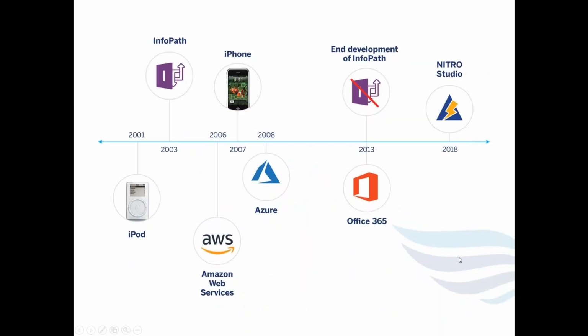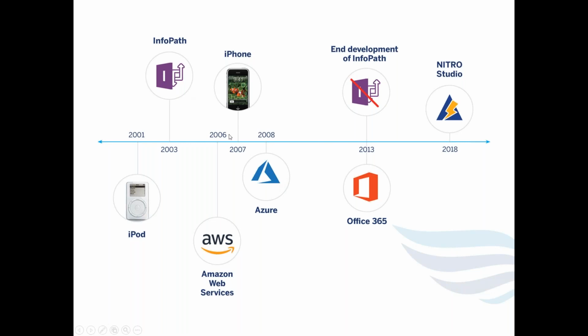Let's look at the timeline here. I won't spend too much time on this, but I want to make the point that InfoPath came out in 2003. That's 18 years ago now. And it ended development 8 years ago in 2013. InfoPath came out before the iPhone, before Amazon Web Services, before Azure. Just to give you a sense of how outdated it is. So it wasn't really developed at all for cloud or mobile services. No Azure, no iPhone. It didn't exist. So why would you create it for something that doesn't exist?